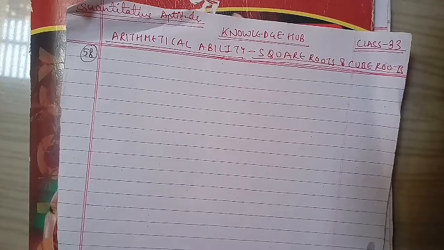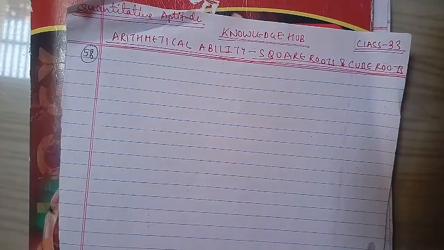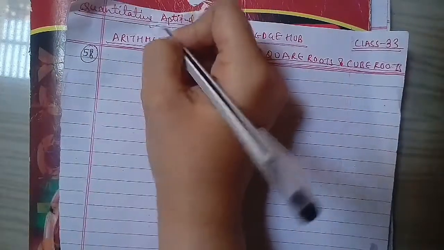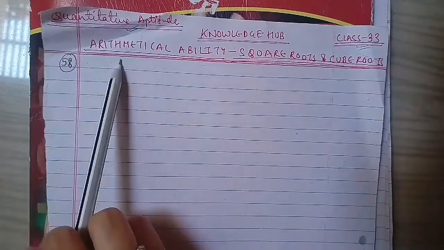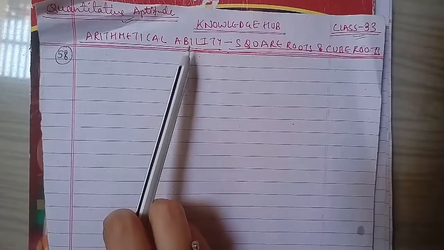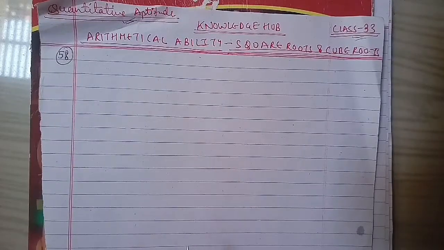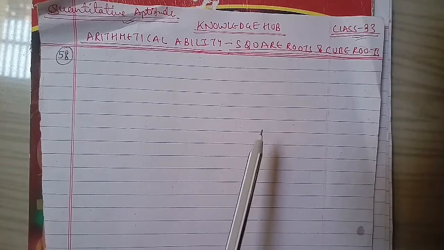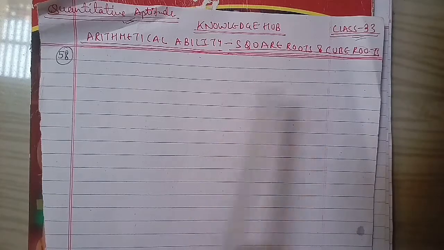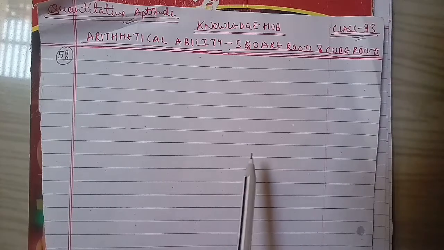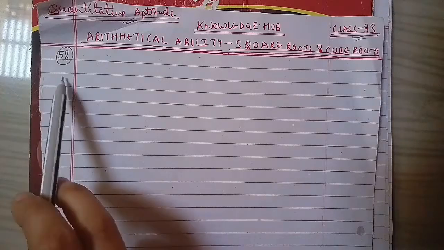Today we're going to start with your quantitative aptitude class, which is the 33rd class here. In the last 33 classes in arithmetical ability we had done operations on numbers, LCM and HCF of numbers, as well as decimal fractions and simplification. After that we started with square roots and cube roots. Here in square roots and cube roots we had reached the 57th question, and now we have to cover starting with the 58th question of the session.